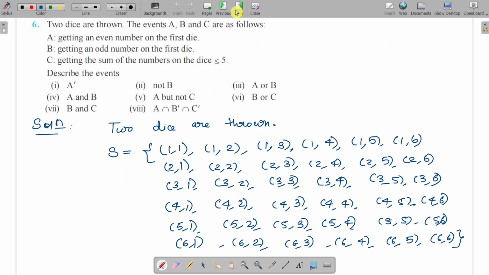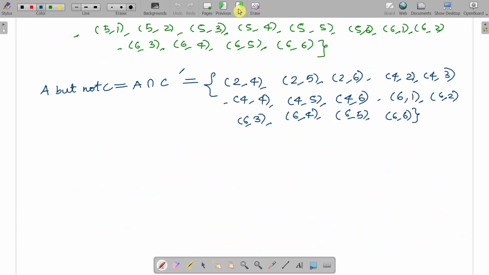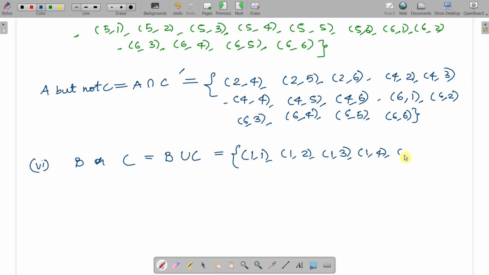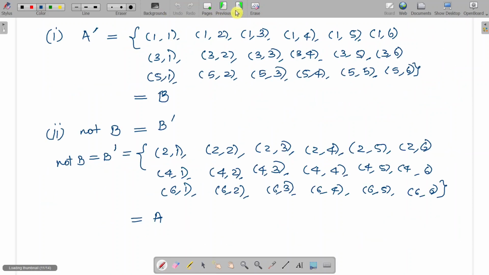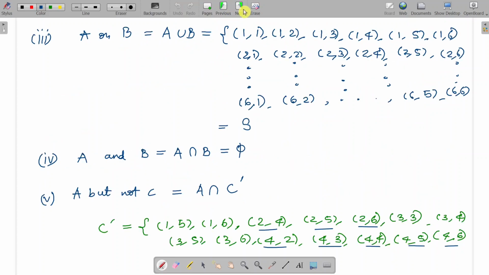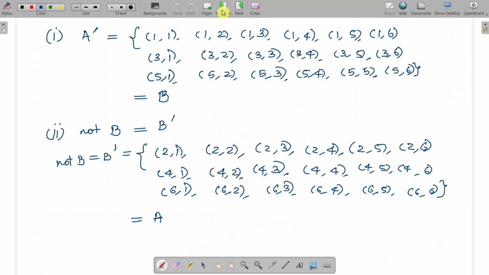Now sixth question, B or C. So sixth is what? B or C. So that means B union C, right? So we have to write all the elements of B and all the elements of C. So that means 1 comma 1, 1 comma 2, 1 comma 3, 1 comma 4, 1 comma 5, 1 comma 6. Then this 3 comma 1, right? 3 comma 1. Also of the C we have to write.